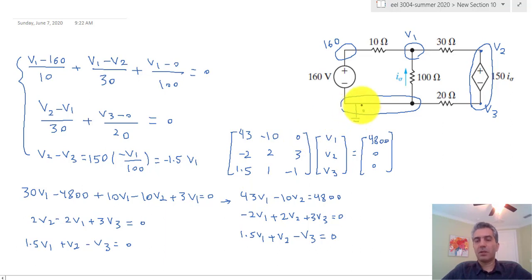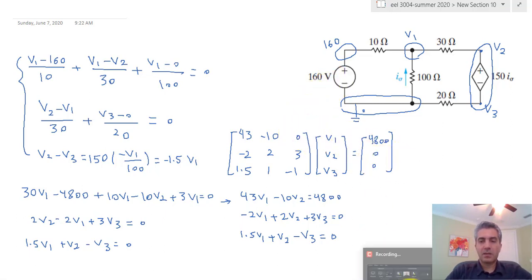Assuming, just keep in mind, this is assuming that you have used the same ground. If you change the ground, your reference, then the potentials are going to end up being different. Okay, so with that, we're going to move on to the last way of doing it.